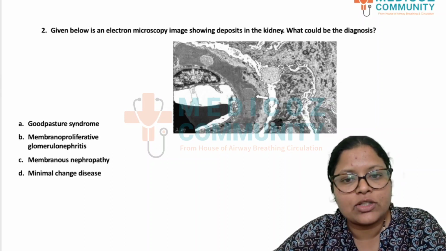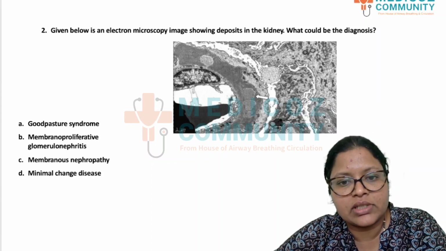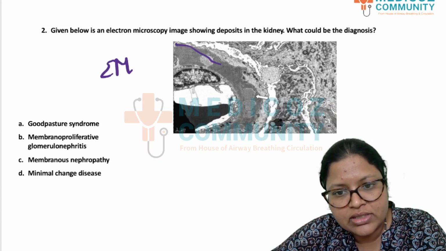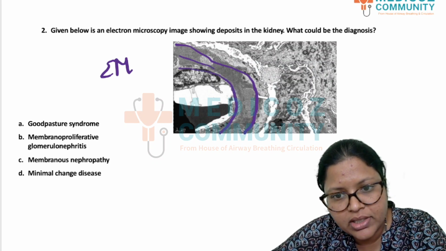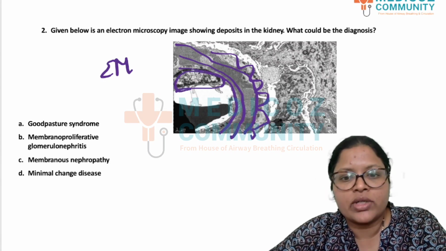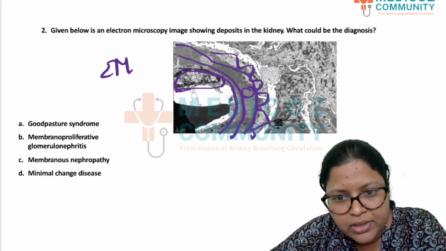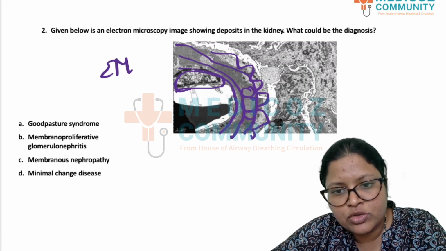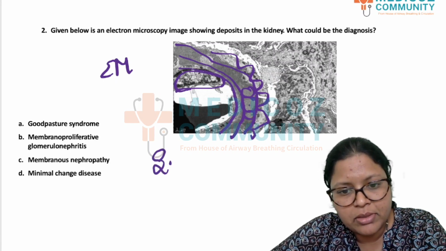This is an electron microscopic image. Whenever it's black and white, it is an EM image. And let me show that this is your, okay, so here, this is your basement membrane. This is your epithelium. Okay, this is subepithelium area, and this is your endothelium. Now, it is showing deposits. Where are the deposits? The deposits are here. These are the deposits. Okay. So I told you this is the epithelium. So these deposits are subepithelium deposits.